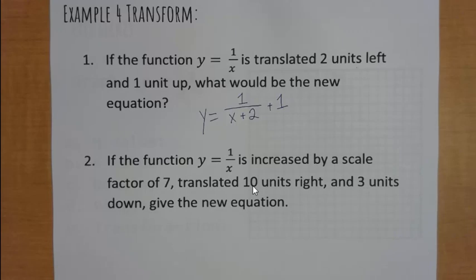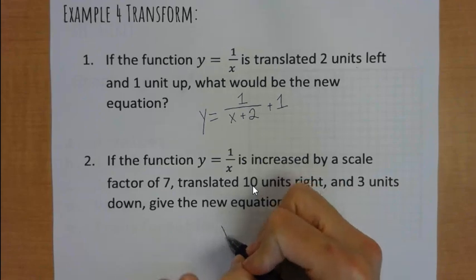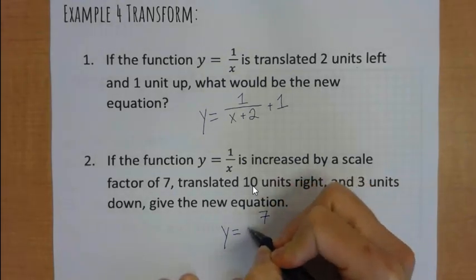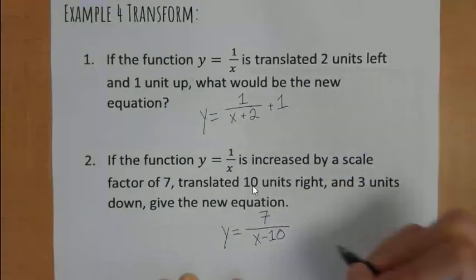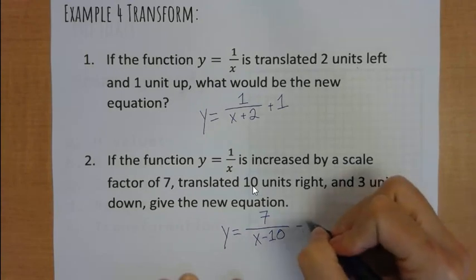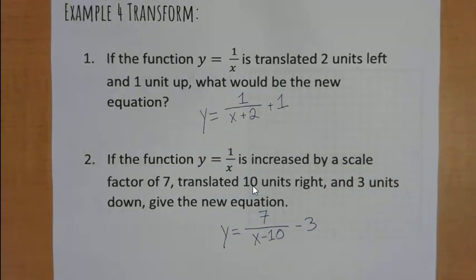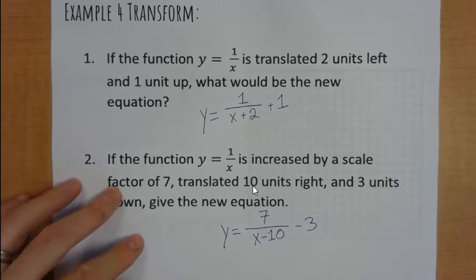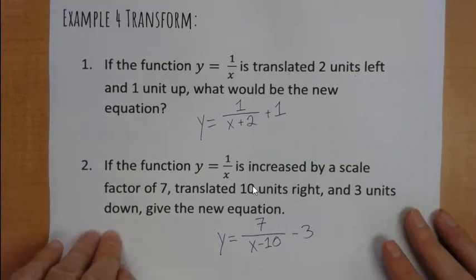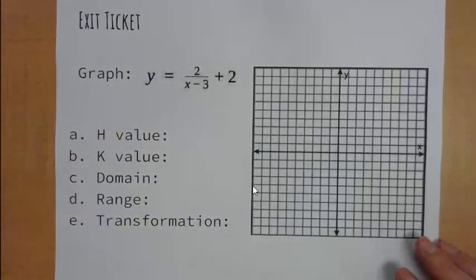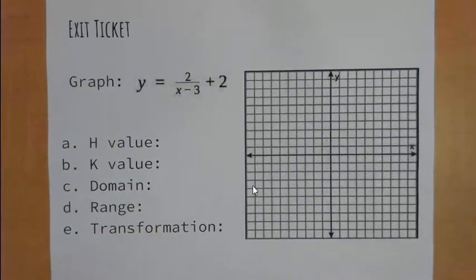If the function y equals 1 over x is increased by a scale factor of 7, gone 10 right and 3 down, that means our new equation would give us 7 on the top, and we have x minus 10 on the bottom, and then we have 3 down, which would mean a -3 on the end. And that would be going backwards, starting with transformations to create a rational function that we could then go graph if we wanted to. So now we will end this video with a practice problem of what just happened and look through from start to finish what you would do.